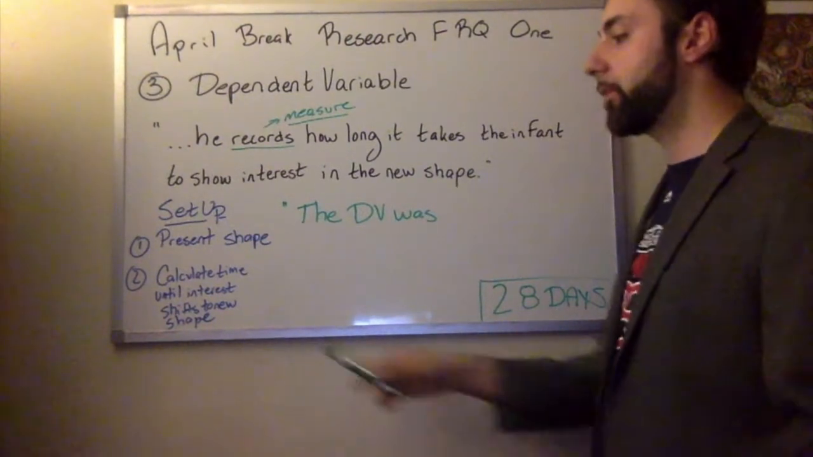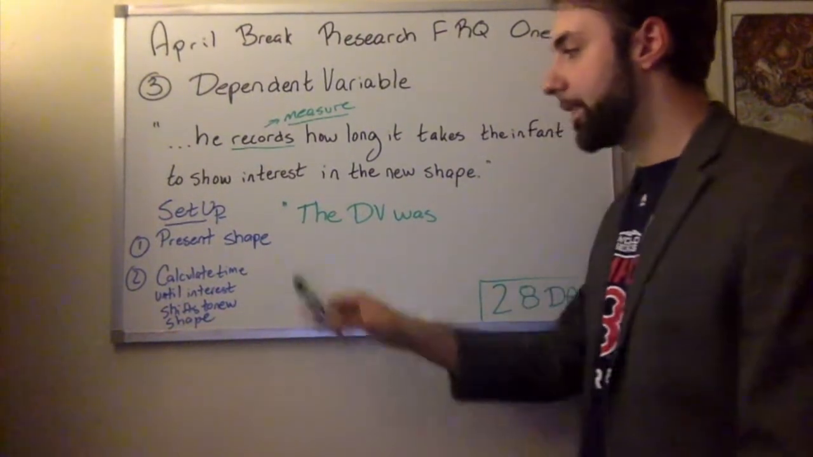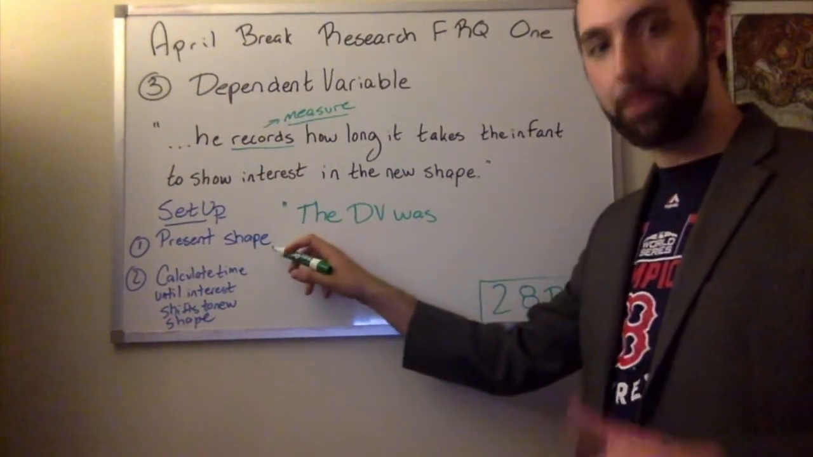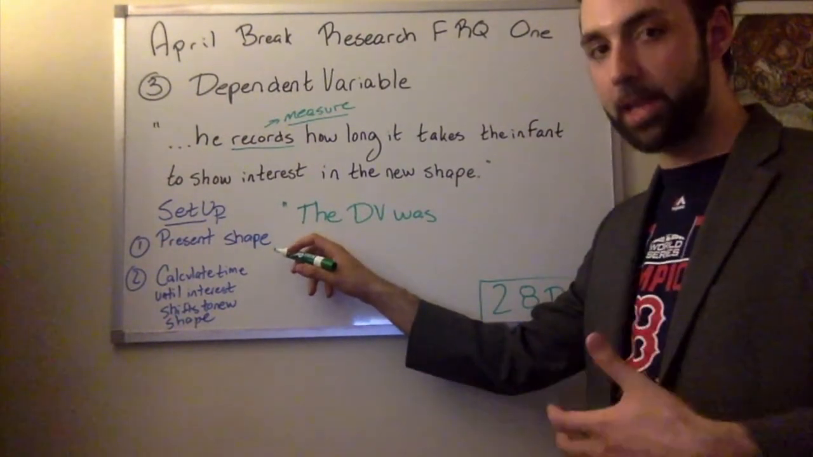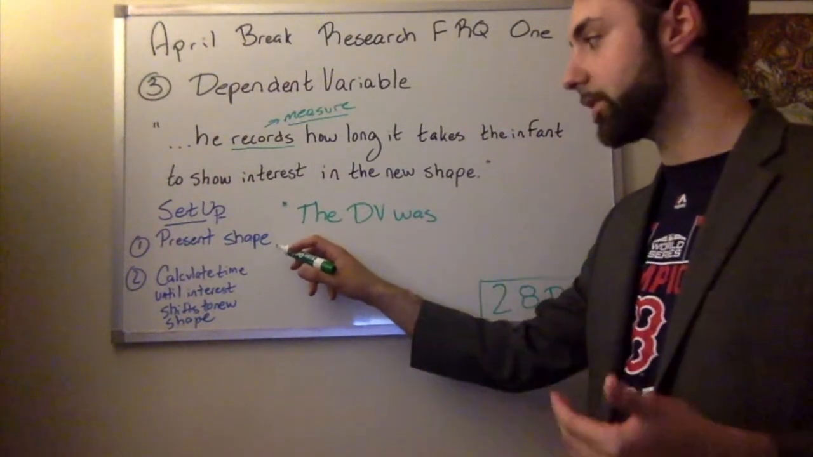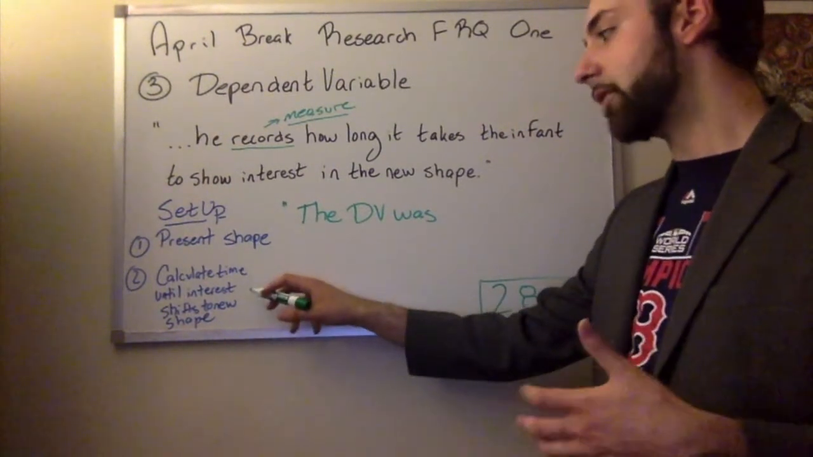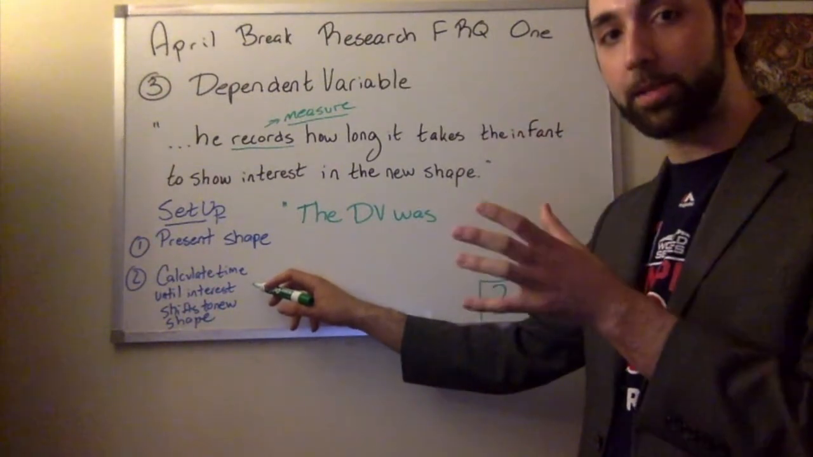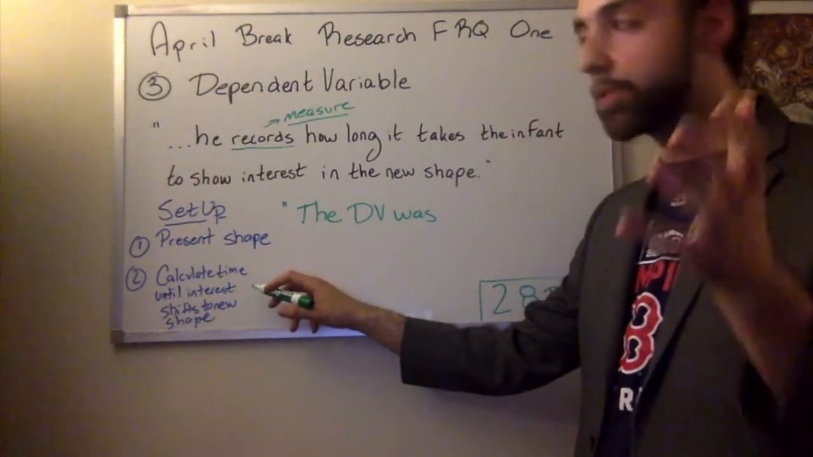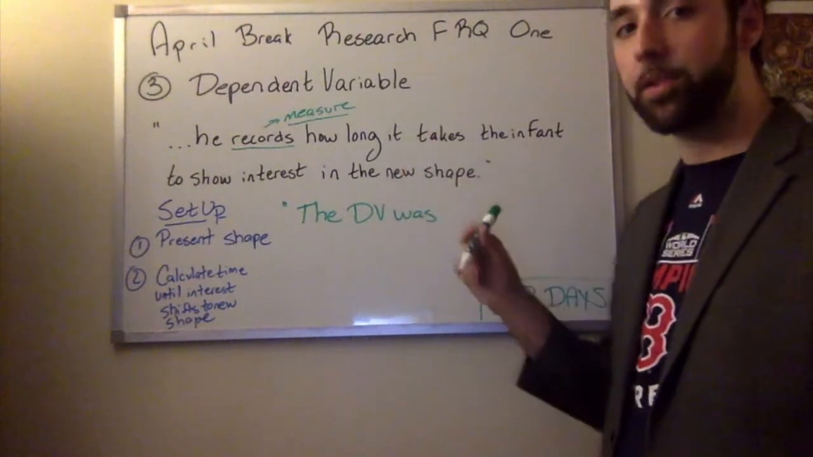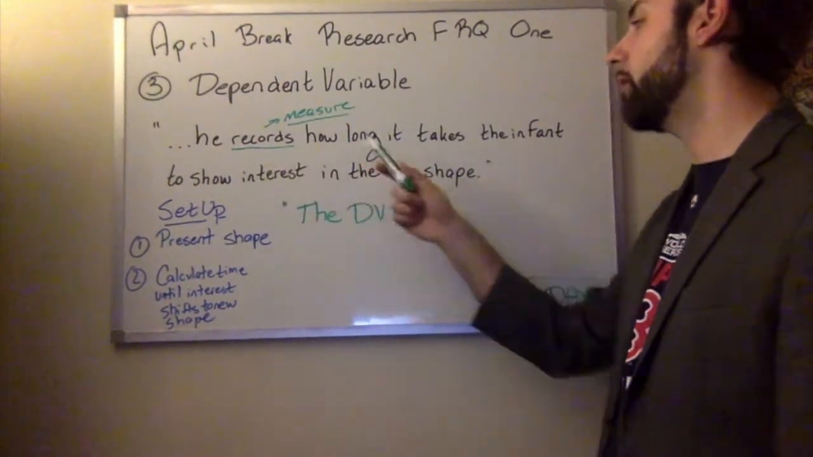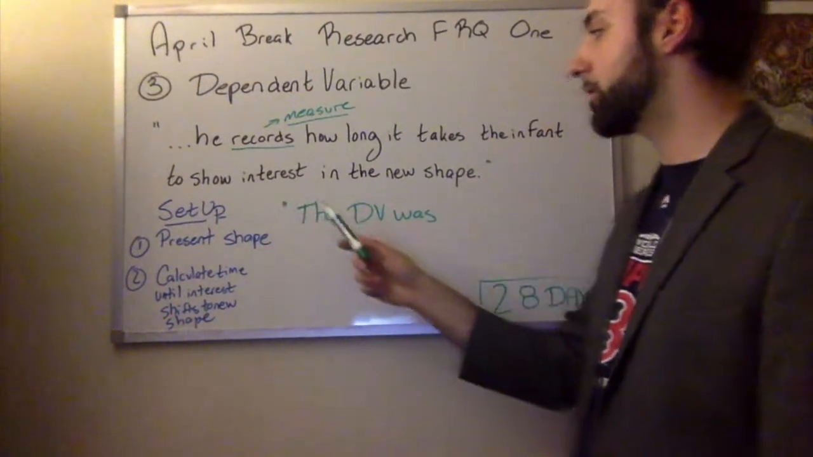So first I want to just briefly go to this corner here in blue. The setup of this study was pretty simple. The infants were presented with a shape, the shape that the infants would be presented with numerous times over the course of the study. And then there was a calculation for how long that child shifted their interest from the shape that they're being studied to something else. And if you go back to the prompt, the exact sentence was, he, the researcher, records how long it takes the infant to show interest in the new shape.